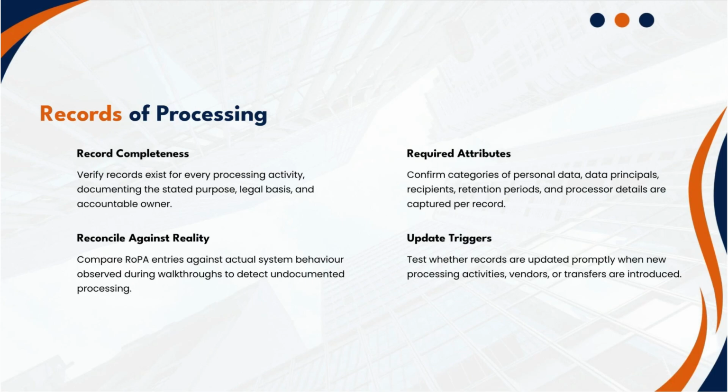So now we come to records of processing, and I want you to notice something about the word record. It implies something written down after the fact, a record of what happened. But here is what I find in practice. Most records of processing are written in advance, describing what someone intends to happen. And then nobody ever goes back and checks whether reality followed the plan.